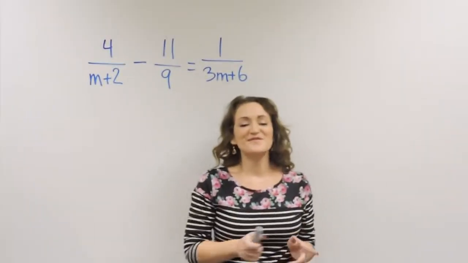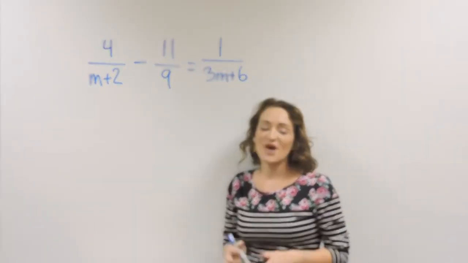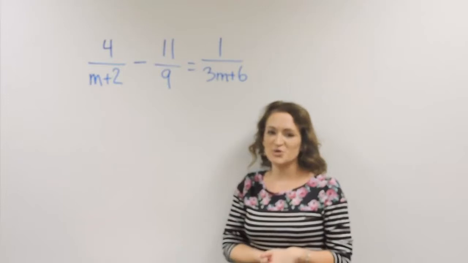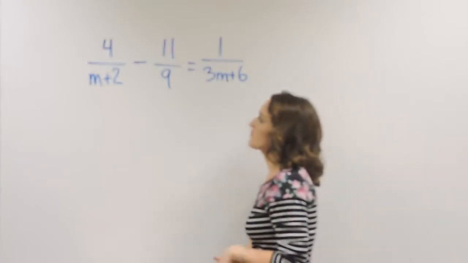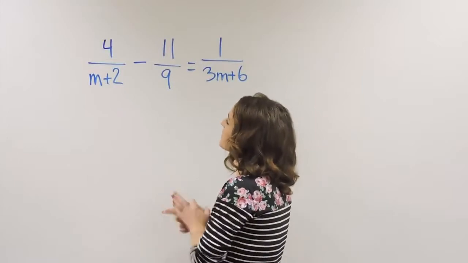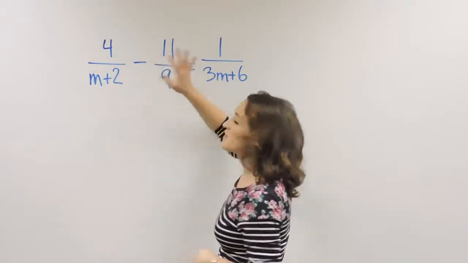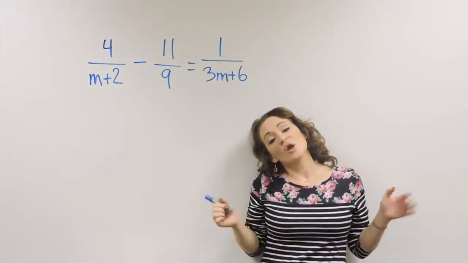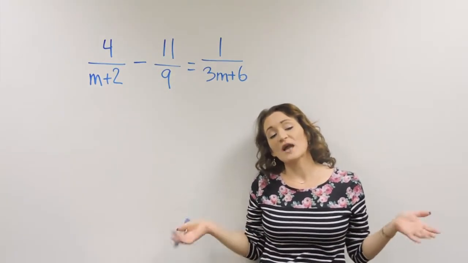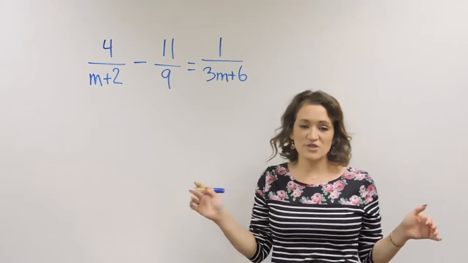Hey guys, so this video is going to focus on how to solve an equation that has rational expressions in it. Over here on the board I have the specific problem. Notice that I have pretty much a fraction for every single term here. We can deal with the fractions or we can try and solve the equation that way.